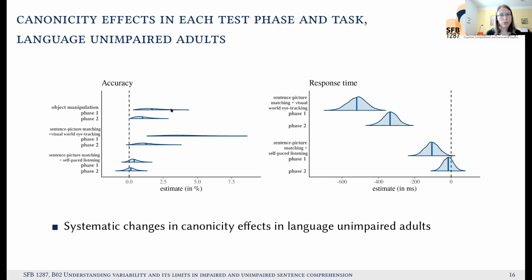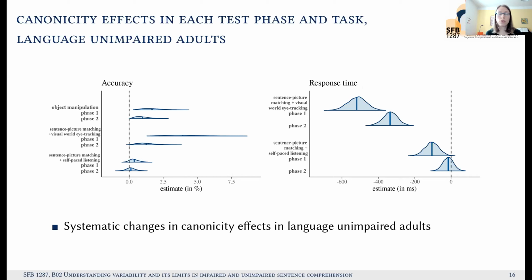We see that the distribution is shifted more in the positive space in the first test phase, and then it shifts towards 0 in the second test phase, suggesting that there is a decrease of the canonicity effect in the second test phase. A similar shift towards 0 is also visible in the 2 sentence picture matching task. And similarly, when we look at the response time, we see a shift towards 0 in both sentence picture matching tasks. So when we look at all of these results together, it seems that there are systematic changes in the canonicity effects between the test and the retest.